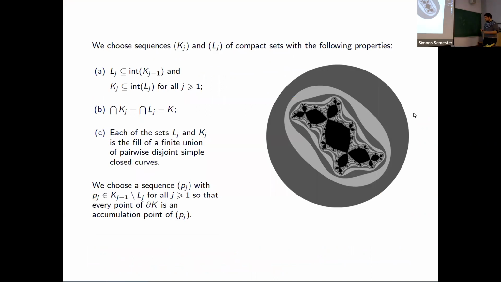So how do we do this? Again, this idea goes back to Bob Thaler, which is the following. The main idea is you have your compact set K that I put in black here.